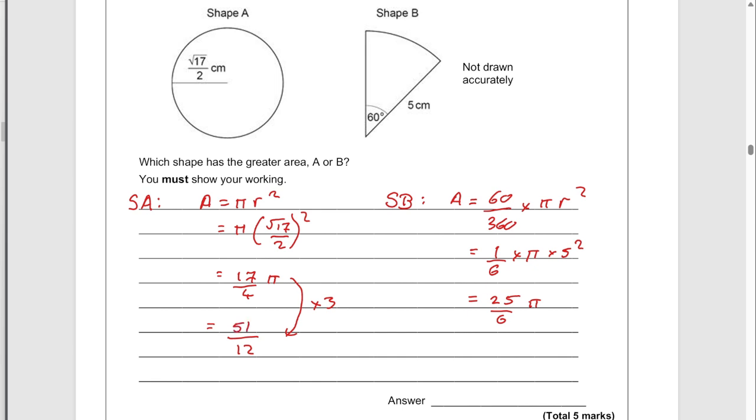So that's 51 pi over 12. And then to get this one over 12, I'm going to be timesing by 2, so that would give me 50 over 12 pi. So shape A is going to be greater than shape B. So which one has greater area? Shape A.